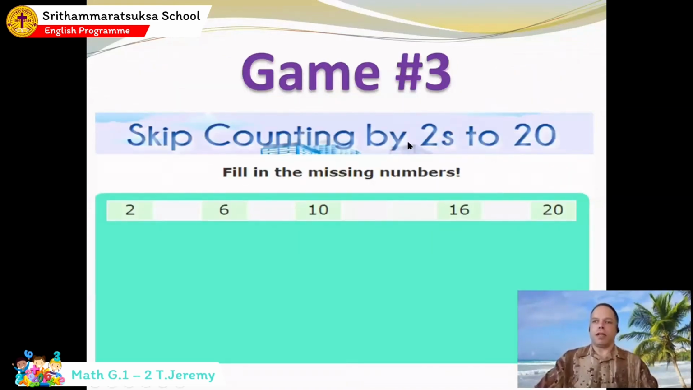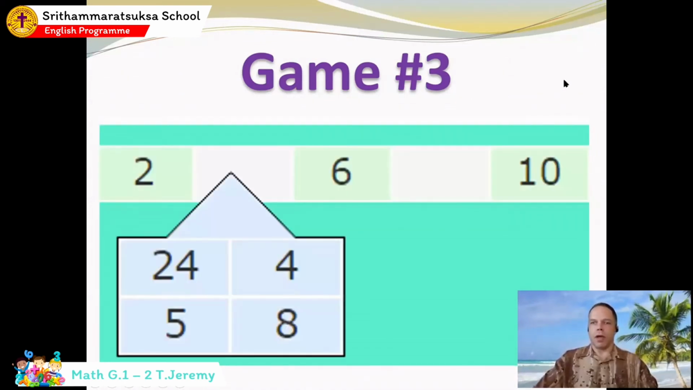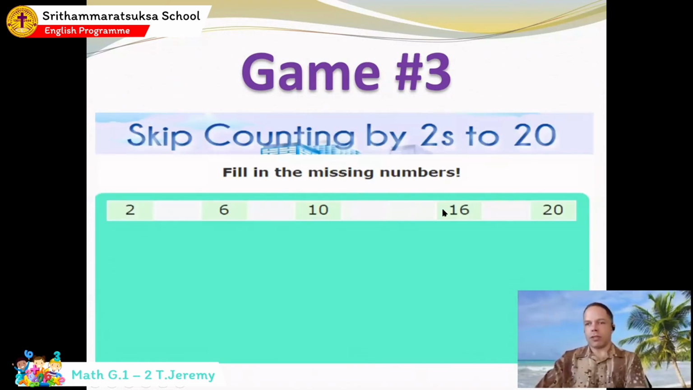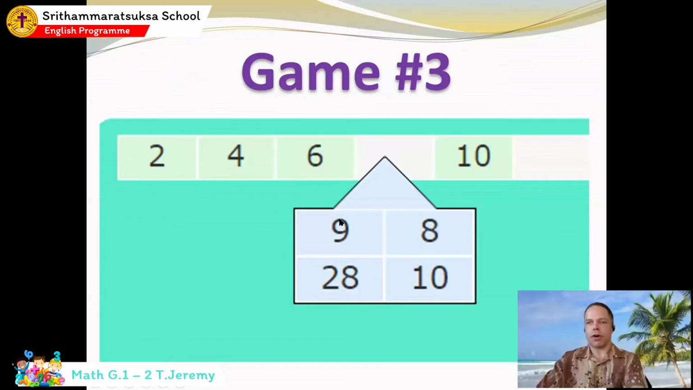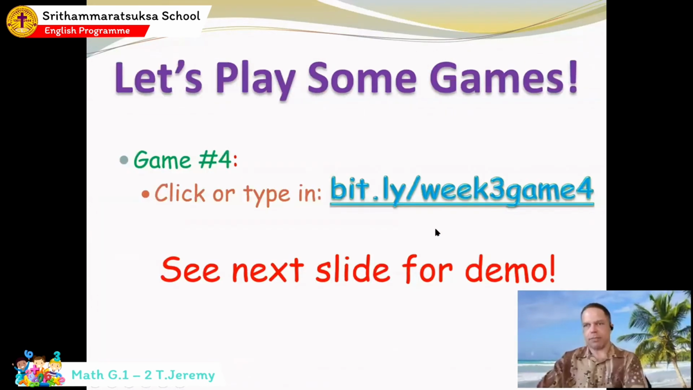This one is skip counting only by 2s. And it is going to give you an option of which number goes in the blank spot. So we have all of these blank spots when we start, and we have to fill them all in. So when you click on one, it is going to ask you which number goes in that blank spot. And this one, in between 2 and 6, is going to be 4.